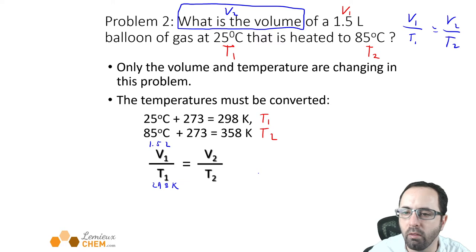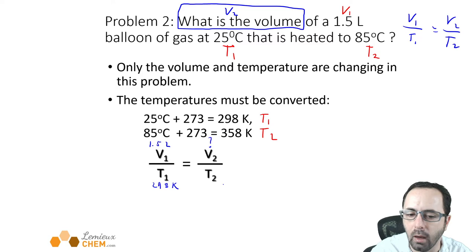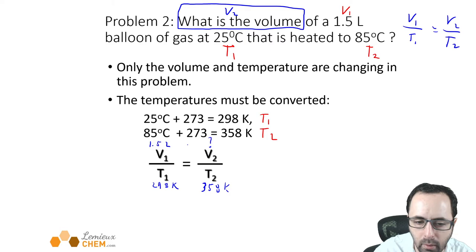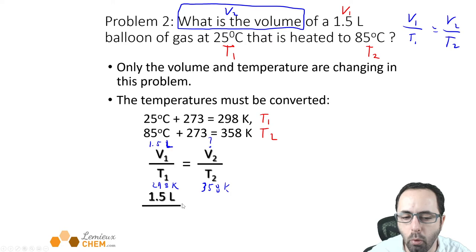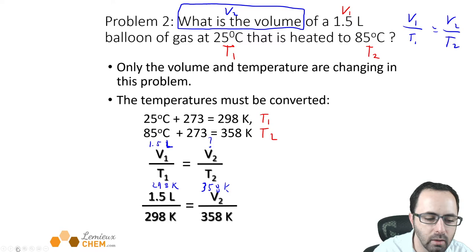For V2, we don't know, that's what we're trying to find out. And for T2, we're going to put in 358 Kelvin. Okay, and this is liters, by the way, 1.5 liters. So we plug those in: 1.5 liters over 298 Kelvin equals V2, which we don't know, over 358 Kelvin. Now that we've got these in here, I'm going to erase what I put here.